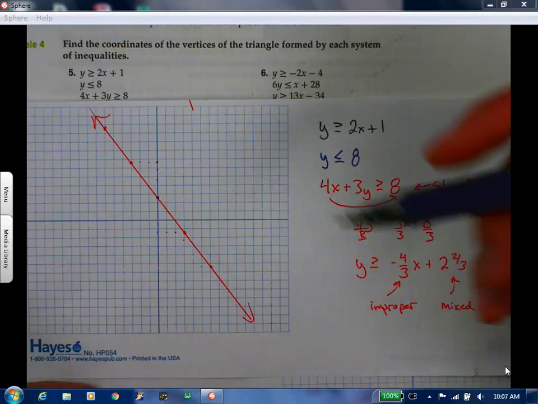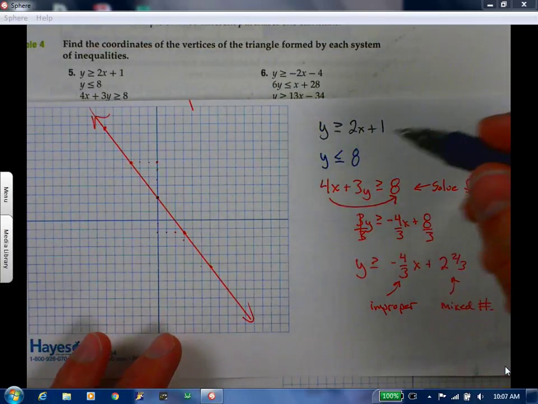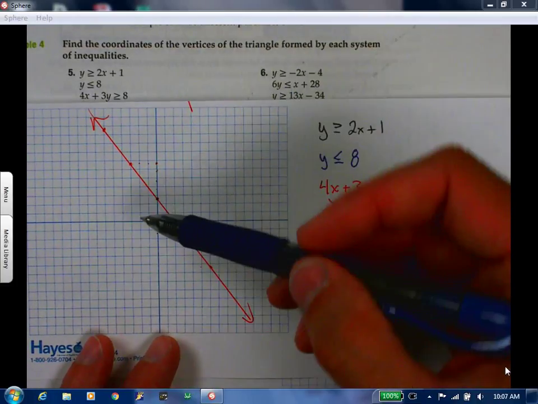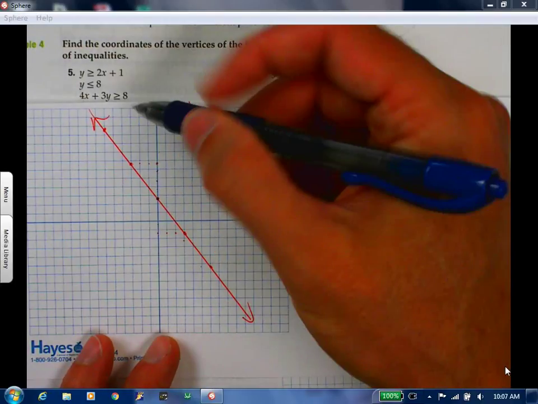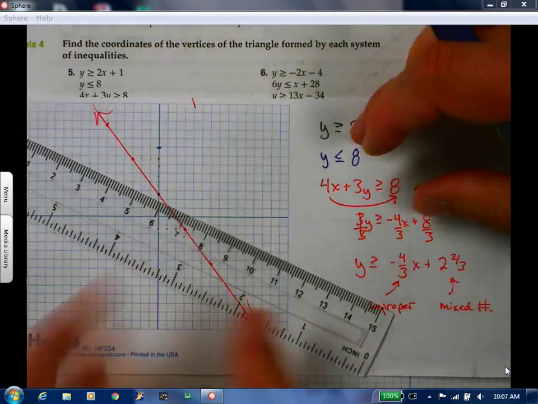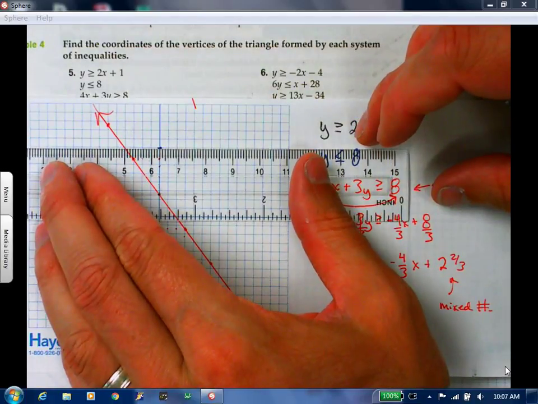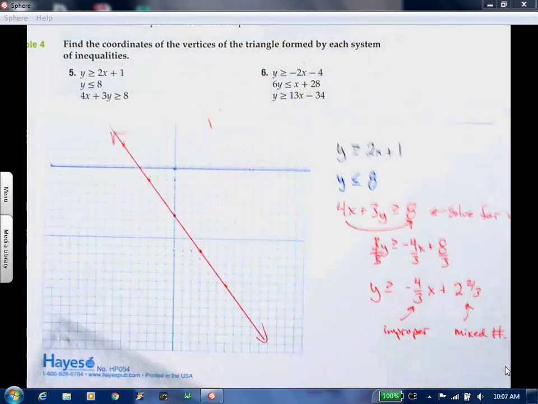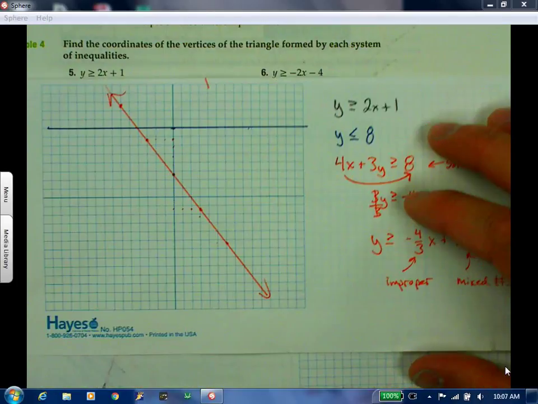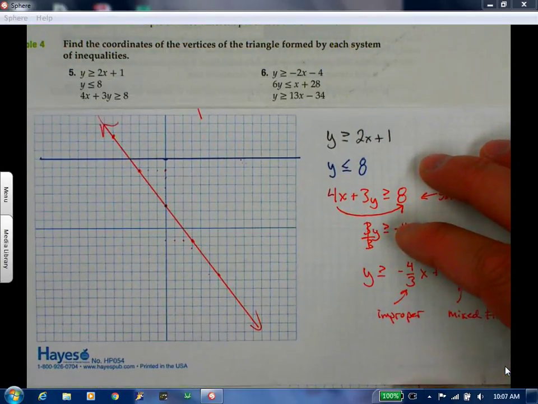Okay, keep going with the first two. The preliminary shading sometimes isn't as necessary here because you know it's going to form a triangle.